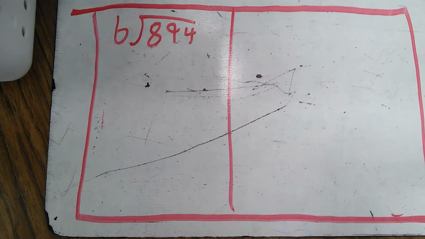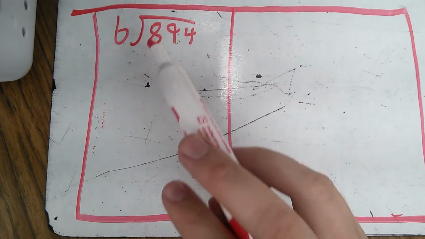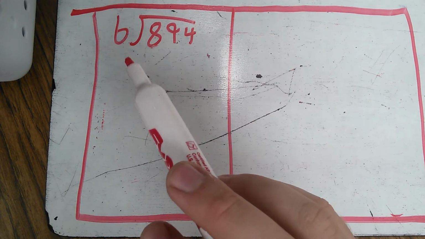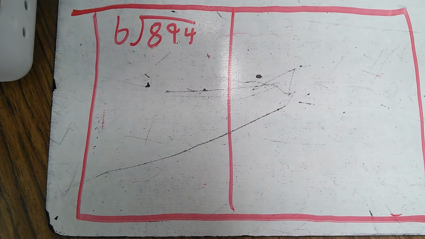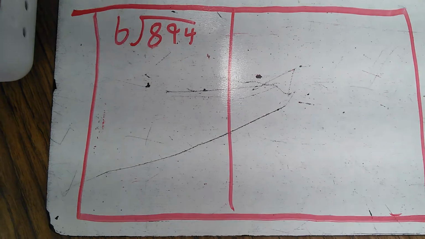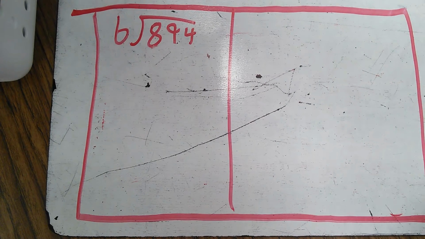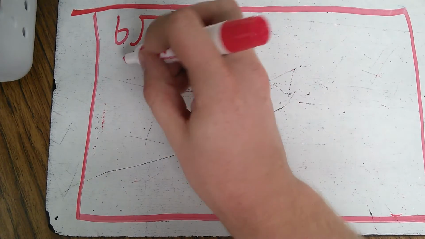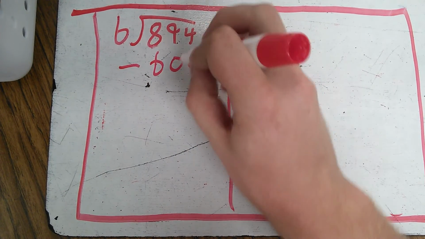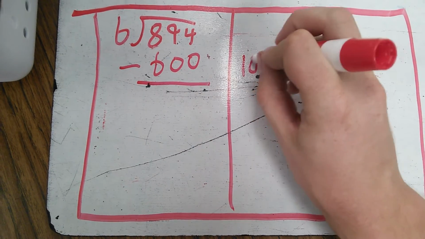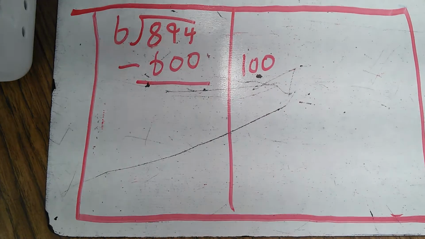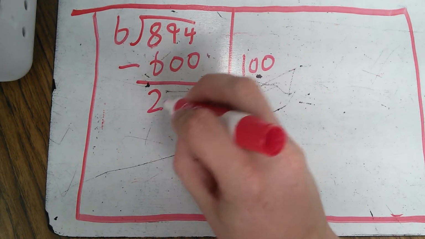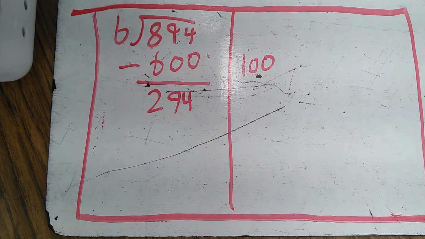And the first thing I want to do again is think of as large a number that's a multiple of 6 that goes into 894. But I want to use easy multiples. So I'm going to start with a number that I know is very easy. 100. 6 times 100 is 600. So I'm going to subtract 600. And I'm going to put 100 over here, because 100 times 6 is 600. And I'm left with 294.